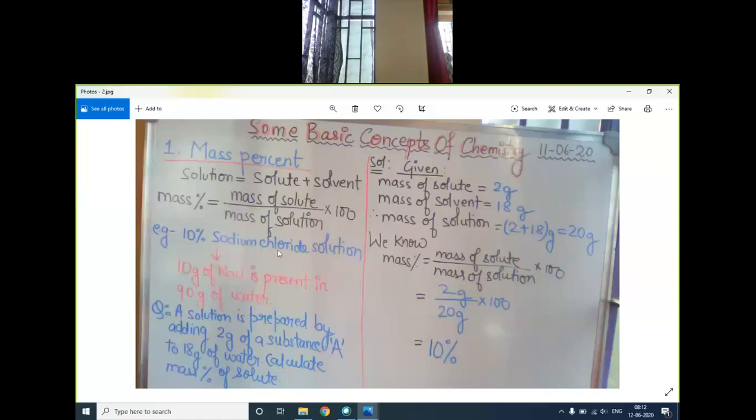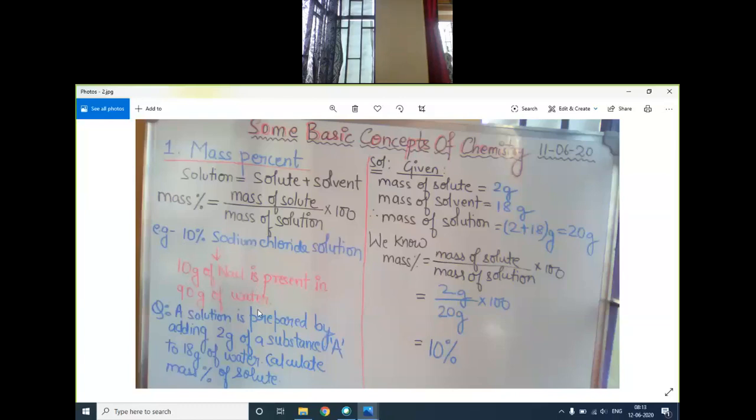10% sodium chloride solution means 10 gram of solute is present in 100 gram of solution. Solute mass we are getting 10 gram, and total solution mass is 100 gram. So amount of water will be 100 minus 10, that will be 90 gram. So we can also define 10% solution as 10 gram of solute present in 90 gram of water.